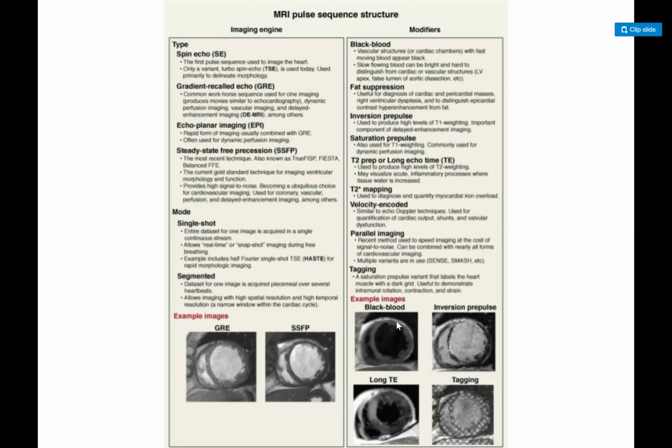Then comes something called velocity encoding imaging. This is similar to echo Doppler technique, where you can actually measure the proton motion or movement in a certain cross-sectional area. And that will help you identify the velocity through the valves, through the shunts. You can calculate QP over QS ratios. You can calculate cardiac outputs through that measure.